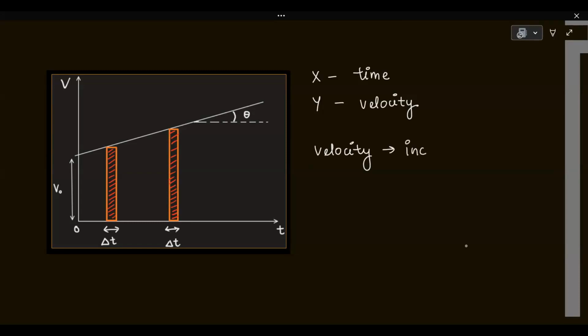I don't need any fancy calculus for this. I just see the graph going up. It's a velocity time graph, so that means velocity is increasing. There's no rocket science here. It's the easiest stuff. Yes, it is increasing.